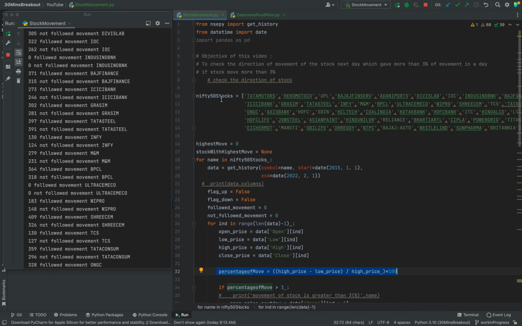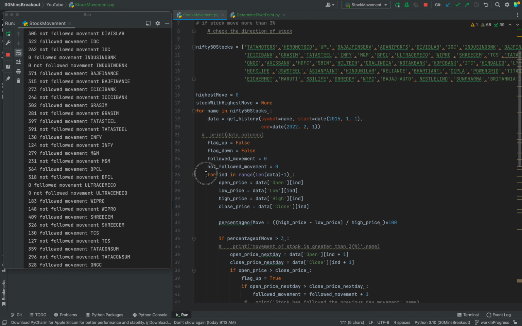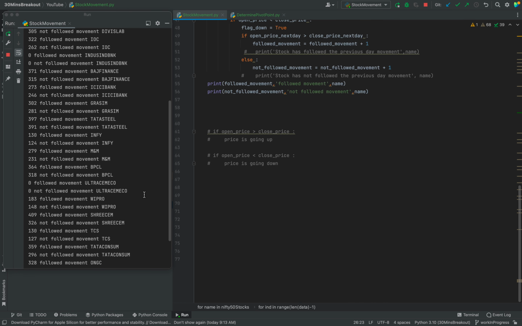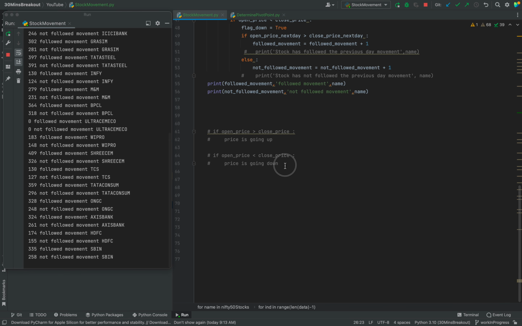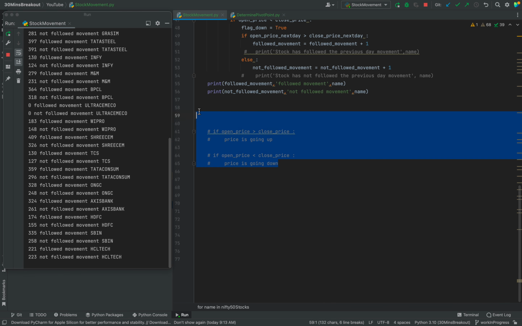So here we have used this nsepy to get the data. For the index, we are taking this data inside len. It calculates the total length of the data, and that's it. It has done all of the things that we need to do.